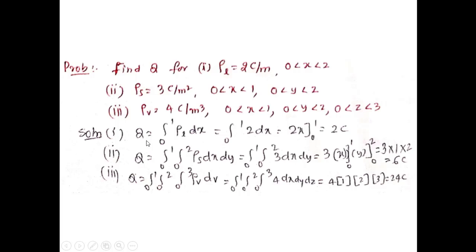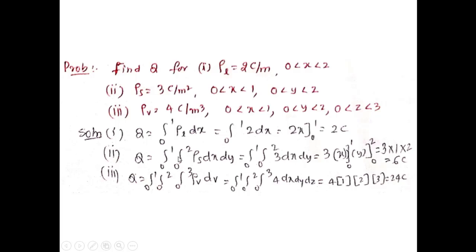By the formula of the line charge density, we will get q is equal to line integral of rho l dl, where dl is dx, and the integration will be x is equal to 0 to 1 rho l dx. If you substitute the value of rho l is equal to 2 here and integrate, you will get 2 dx is 2x, and apply the limit 0 to 1, you will get 2 into 1 minus 0 is 2 coulomb.